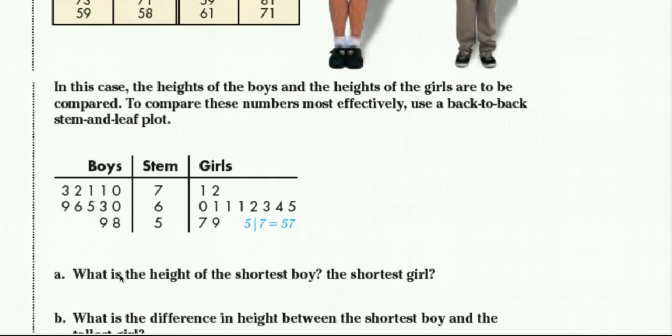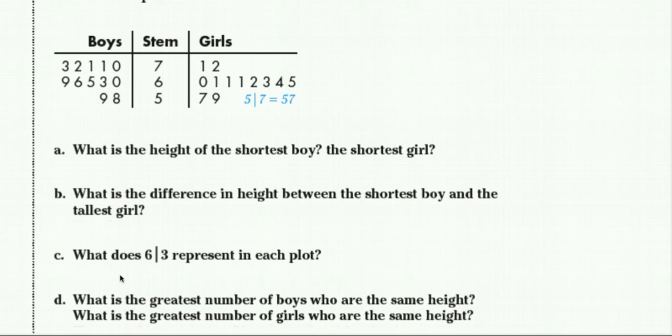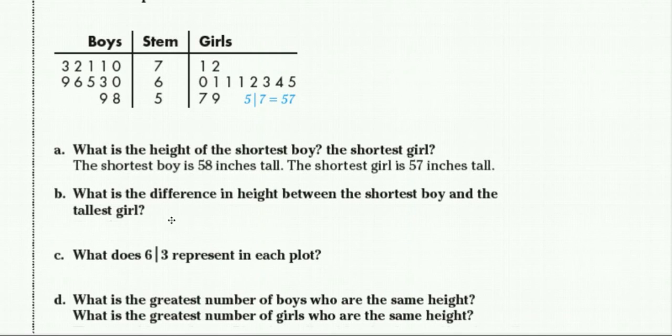After you've created your stem and leaf plot, you can now answer the following questions. What is the height of the shortest boy and the shortest girl? The shortest boy is 58 inches tall, and the shortest girl is 57 inches tall. What is the difference in the height between the shortest boy and the tallest girl? The shortest boy is 58, the tallest girl is 72 inches. So you subtract the 2, and end up with 14 inches.